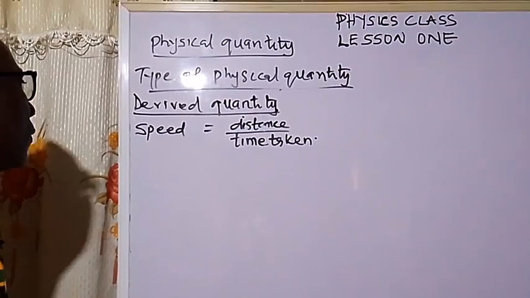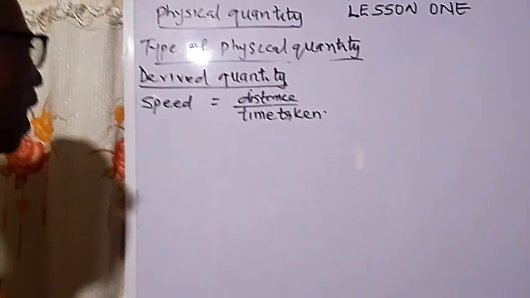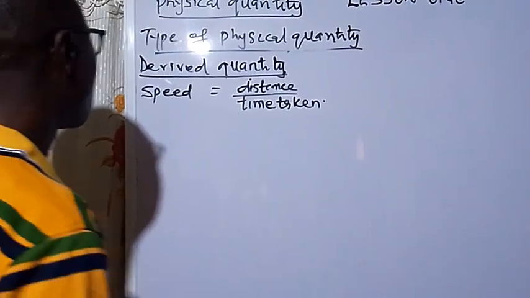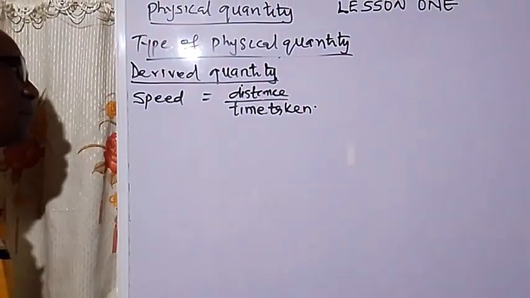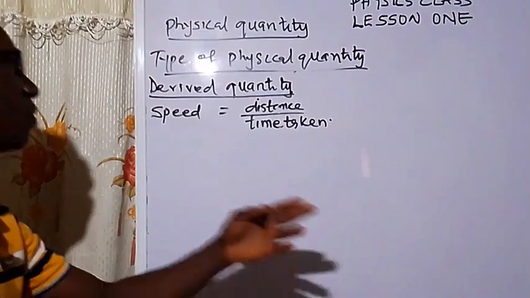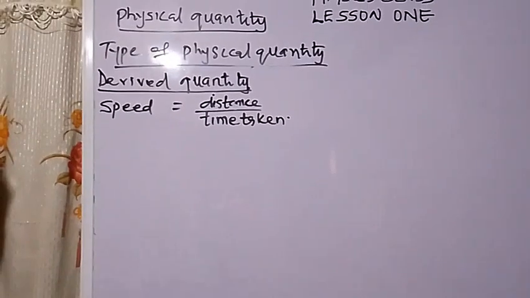Now, the next is derived unit. As we have fundamental units, so also we have derived units. When you say derived unit, these are the units of derived quantities.